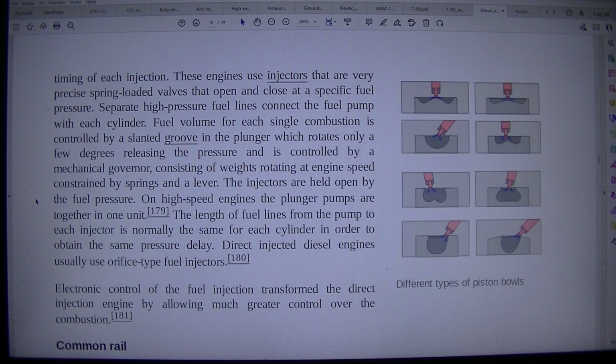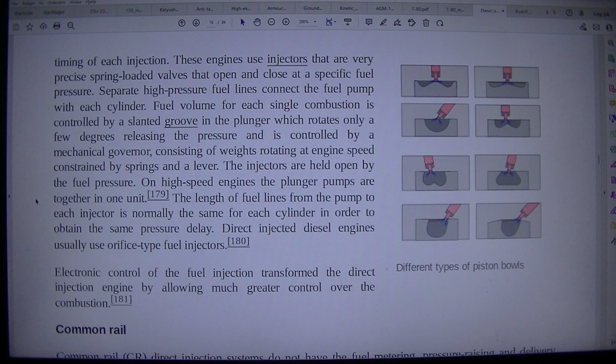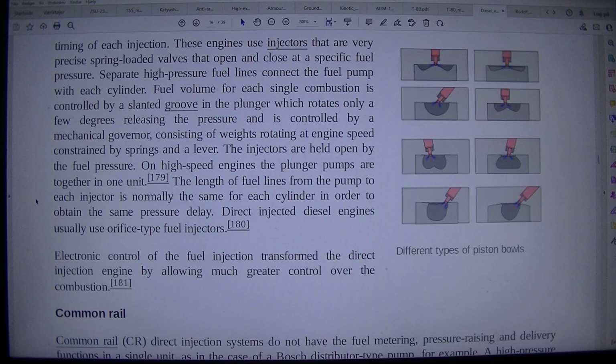These engines use injectors that are very precise spring-loaded valves that open and close at a specific fuel pressure. Separate high-pressure fuel lines connect the fuel pump with each cylinder. Fuel volume for each single combustion is controlled by a slanted groove in the plunger which rotates only a few degrees, releasing the pressure, and is controlled by a mechanical governor, consisting of weights rotating at engine speed constrained by springs and a lever. The injectors are held open with fuel pressure. On high-speed engines, the plunger pumps are together in one unit.